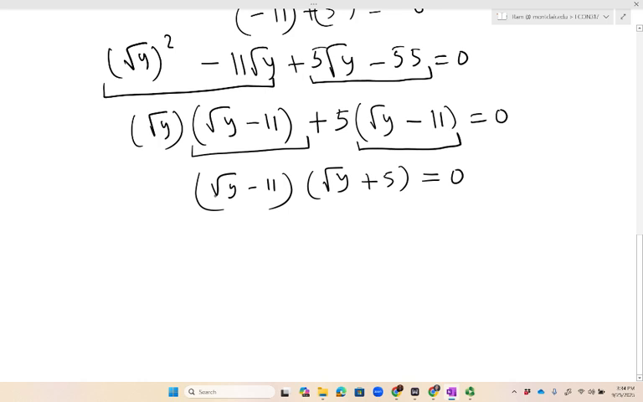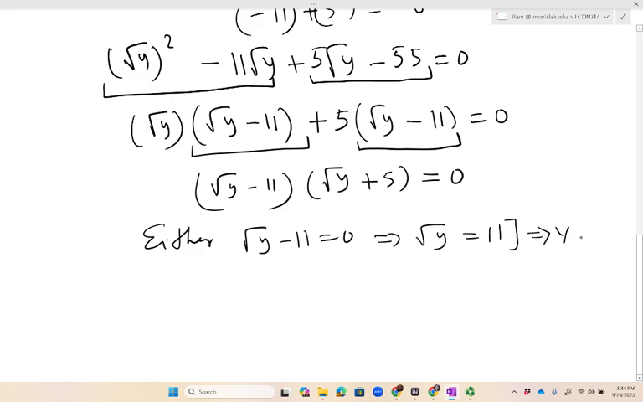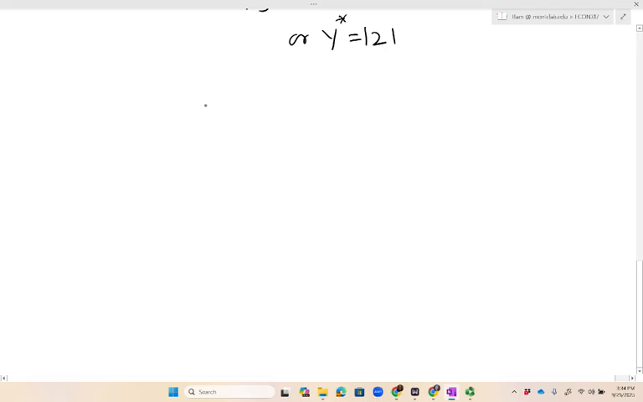Two numbers multiplied together giving an answer equal to 0 implies at least one of them has to be 0. So we have either square root of y minus 11 being 0, that gives me square root of y to be 11, which gives me y to be 11 squared, or y is 121. I will put a star. I want to claim this is our solution, but I would also like to look at the other one.